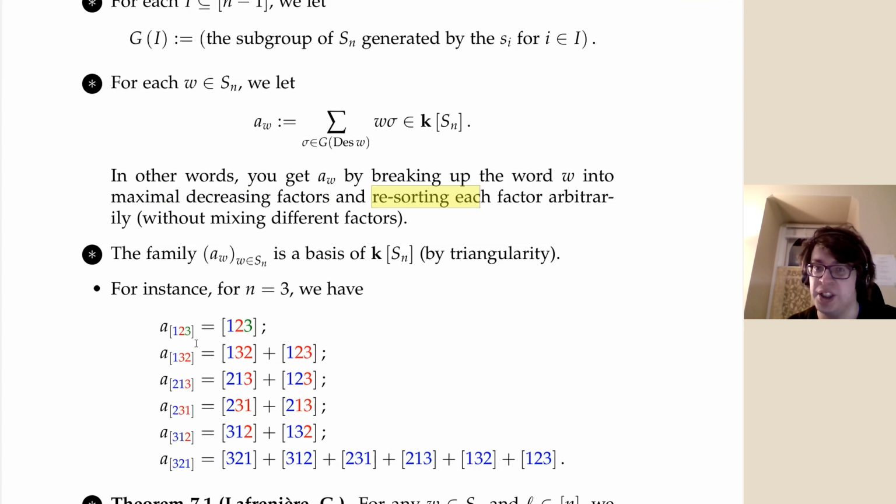So for example, for n equals 3, the elements A_w look like this, where the colors are simply for convenience. I change color at every ascent, and so within every color, I can arbitrarily sort. But the colors have to stay where they are. For example, for A_312, I can reorder the 3 and 1, so it becomes 1 and 3, but the 2 has to stay in place because it's just a single element of its color. You should see right away, even though it takes a while to explain in writing, that these elements A_w are a basis of the group algebra, because they are triangular with respect to the usual basis.